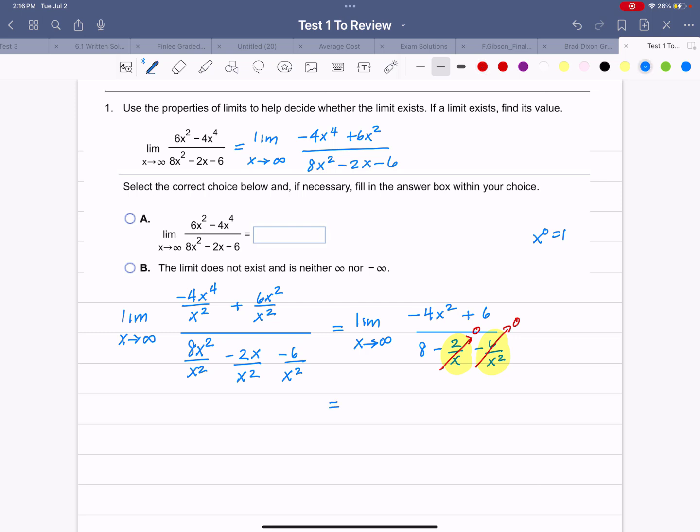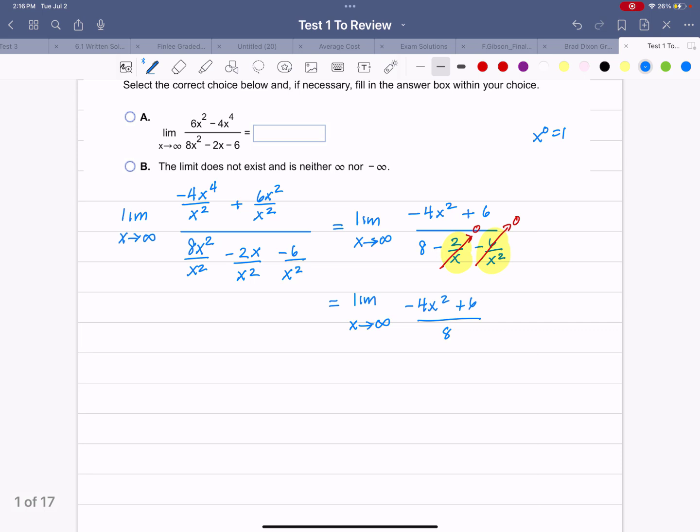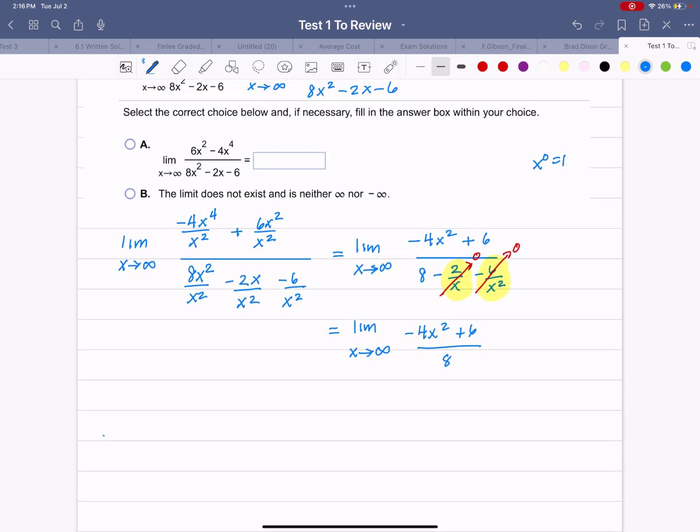So we're left now with the limit as x goes to infinity of negative 4x squared plus 6 divided by 8. Now you just have to think about this for a minute. If we pick values going to infinity, here's your number line. We're going to infinity. So these numbers are getting larger and larger and larger.